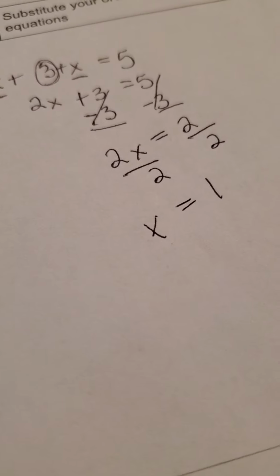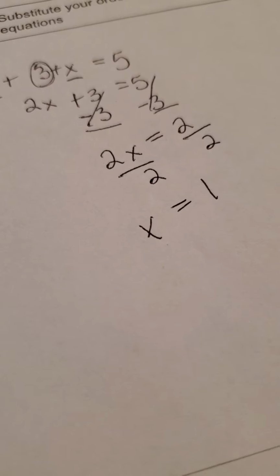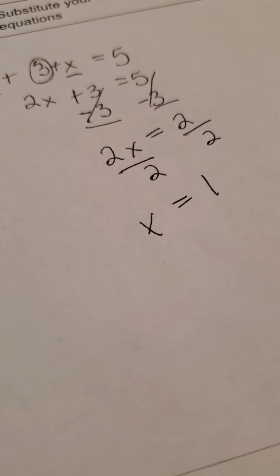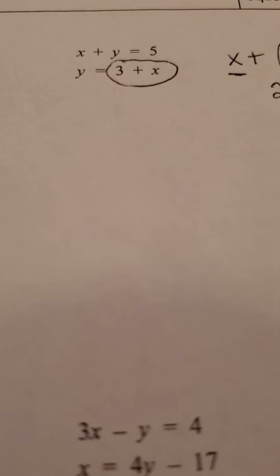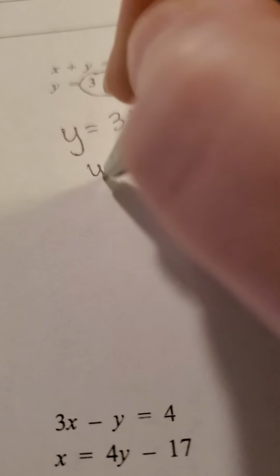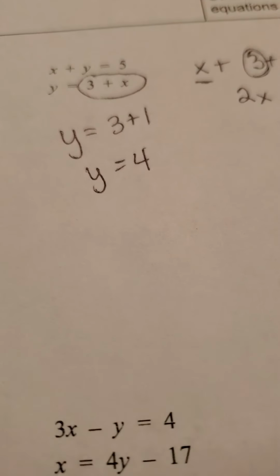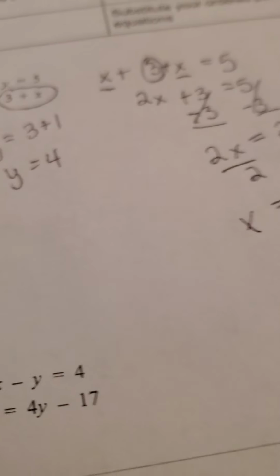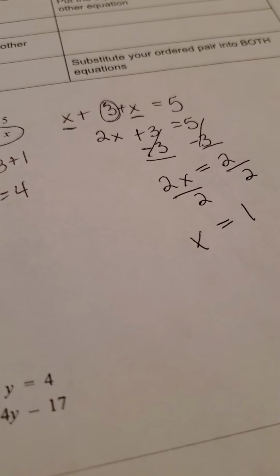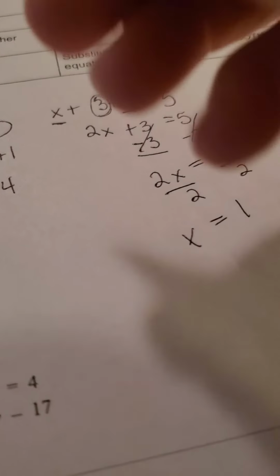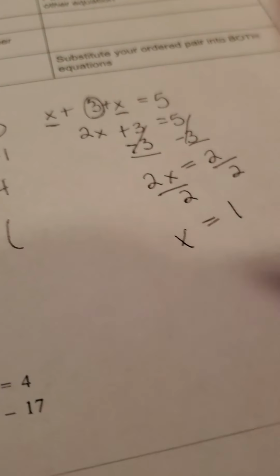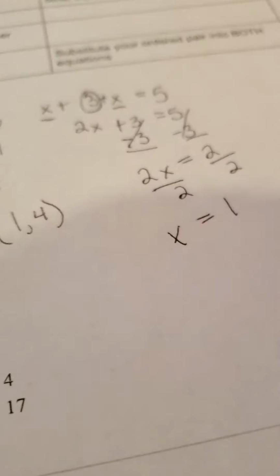This is only the very first part. I have to plug this value into the expression that I circled and get what y equals. So I'm going to say then y equals 3 plus 1, or y equals 4. When I write this as an ordered pair, x equals 1 and y equals 4, I'm going to write x first, then y. Remember, x coordinate, then y coordinate. So my solution, or my ordered pair, is going to be 1, 4.